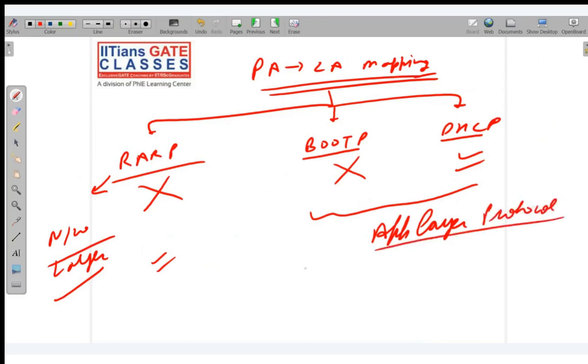So why are we studying that in the network layer? Because their work is physical address to logical address mapping. That's why I'm covering it here. Otherwise I would have to cover them in the application layer only. But you should know that these two are application layer protocols. Okay, take the snapshot. I will jump to the next slide, and in the next slide I will tell you a little bit about BOOTP and DHCP.